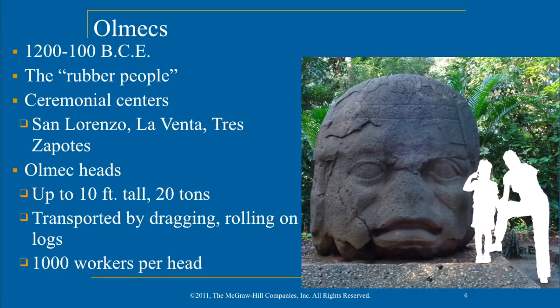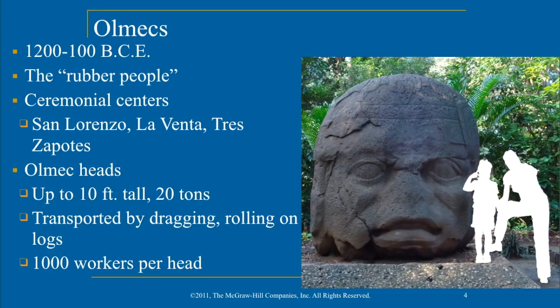Now, one of the things that distinguishes the Olmecs very specifically is these things known as the Olmec heads. As you can see on the right-hand side, I have a picture. These heads were anywhere from 10 feet tall. They weighed tons of pounds, specifically around 20 tons. And I have on the right-hand side a silhouette of a small child and an adult leaning near that small child to give you a sense of scale.